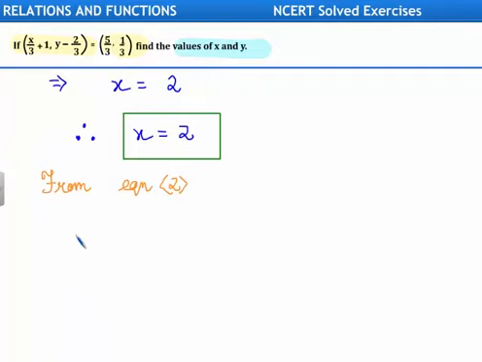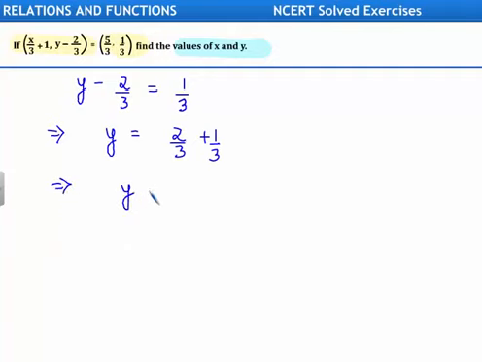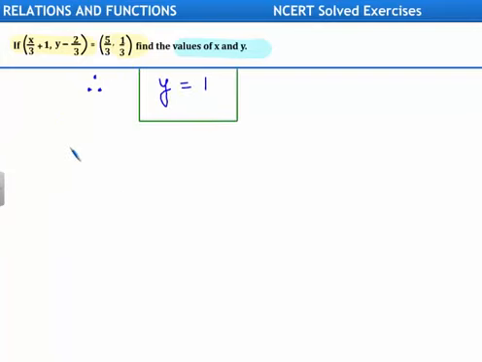From equation 2, we have y - 2/3 = 1/3. This implies y = 2/3 + 1/3, which further implies y = 1. Therefore, y = 1. Hence, x = 2 and y = 1. So with this we come to the end of the solution of this question.